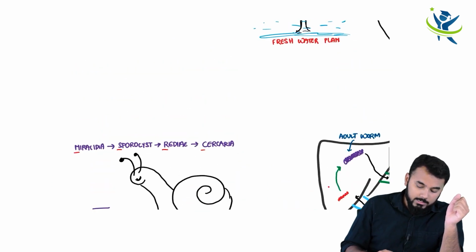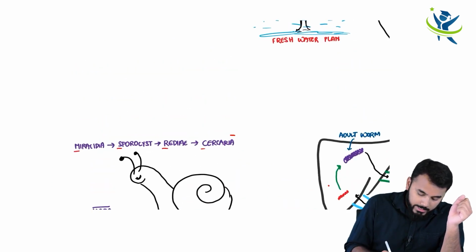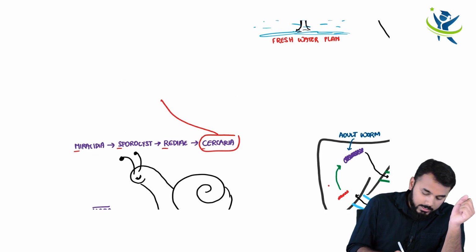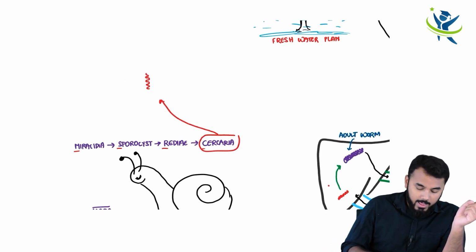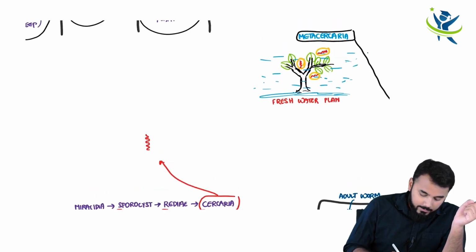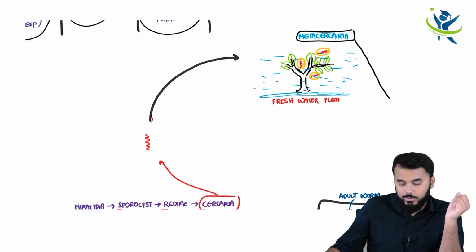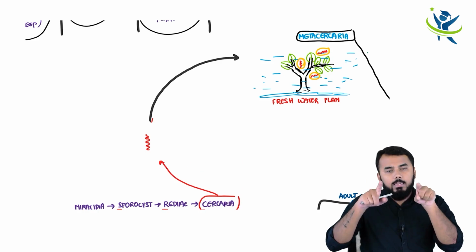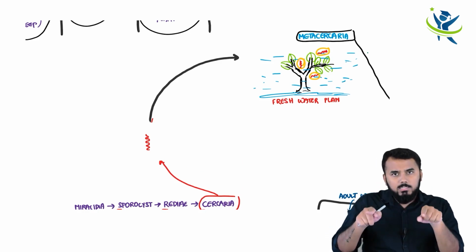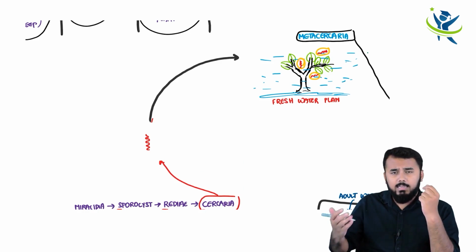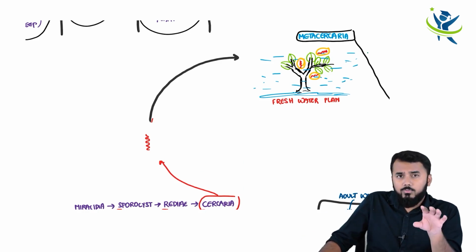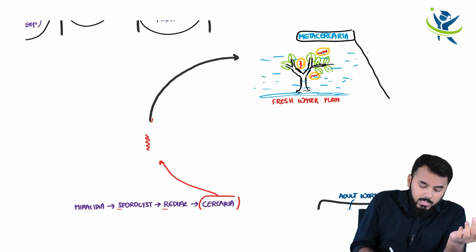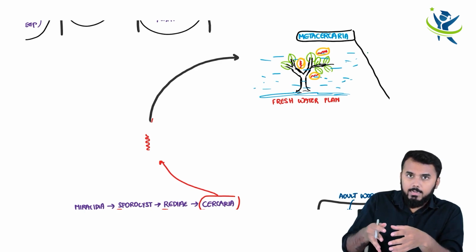Now the important thing is cercaria. What will happen to this cercaria? This is how the cercaria looks. This cercaria finally lands on this freshwater plant. Once it lands on the freshwater plant, a cyst will develop surrounding this cercaria. Once the cyst has developed around the cercaria, it is called metacercariae. So where is encystation happening? Encystation is happening in the secondary intermediate host.